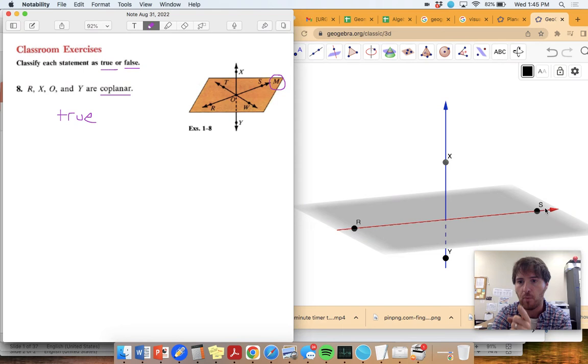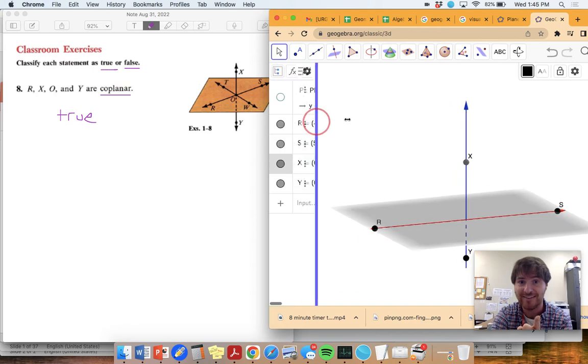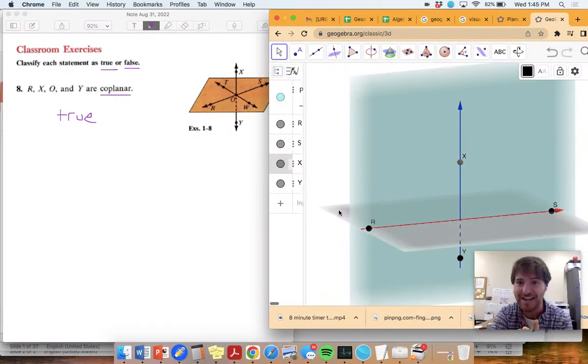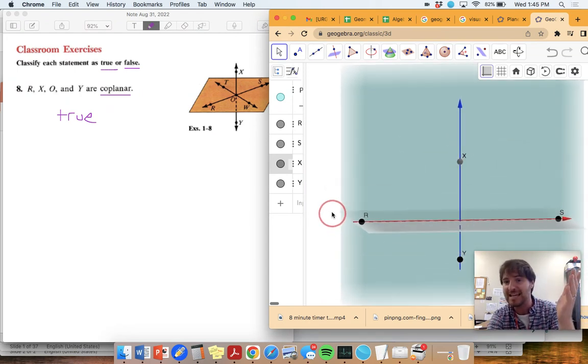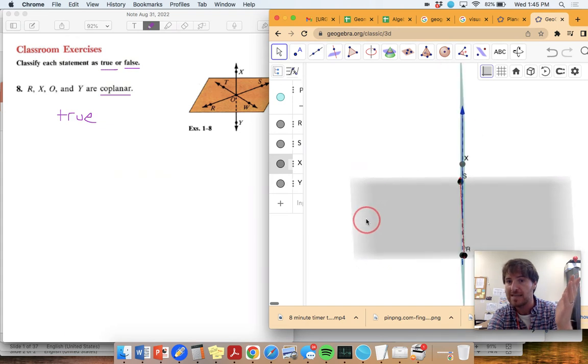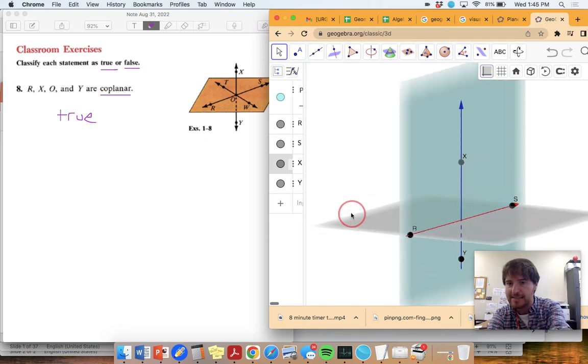I got point R, I got point S. This is plane M. Again, X and Y aren't in plane M, but I'm going to show you the plane in just one second. I've got to move it here. There's the plane. There we go. This plane here that I just added is kind of a vertical plane, and it contains all four of the points here. Look at that. The green one has got R, it's got Y down below, it's got S, it's got X, right?